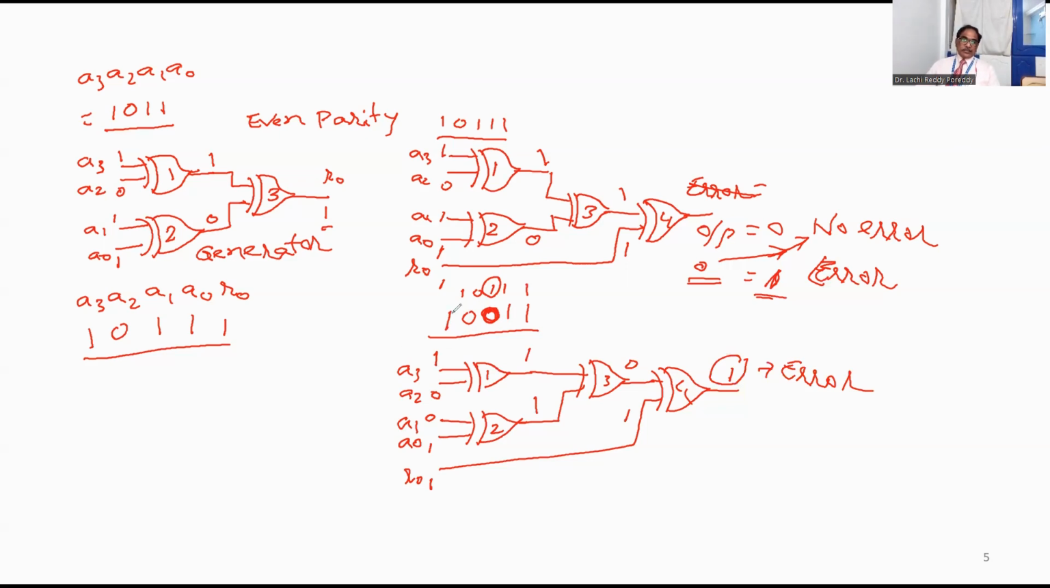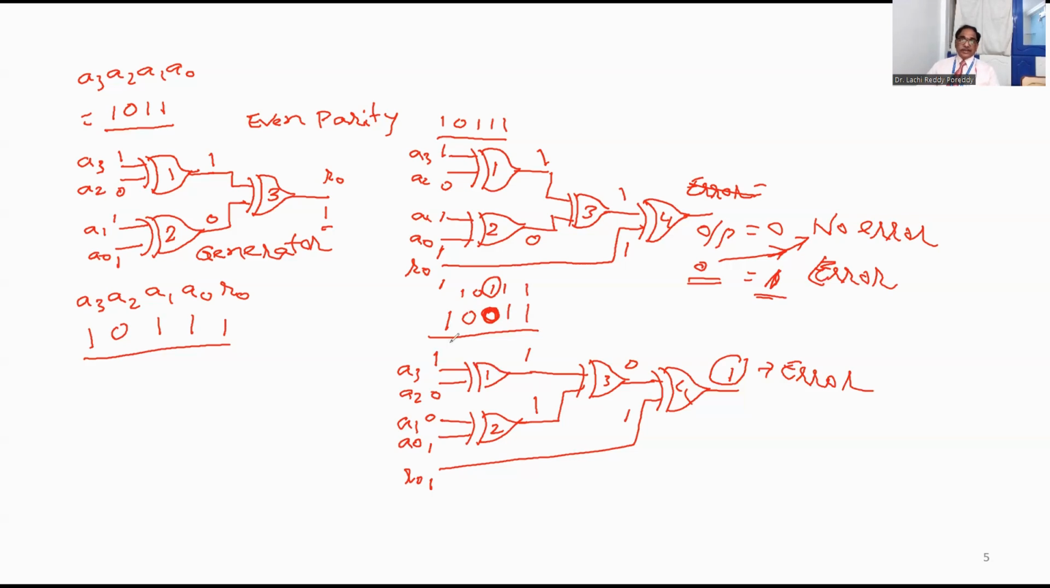Maybe we have received 1 instead of 0. Maybe in the original information this bit might be 0, but we have received 1. Or the second bit, maybe this might be 1, but we have received 0. Or the third bit, maybe 1, but we have received 0. Fourth bit, maybe 0, but we have received 1. And maybe the final redundant bit, maybe 0, but we have received 1.